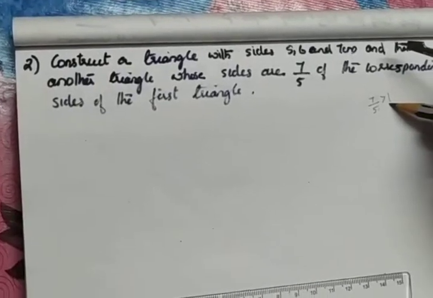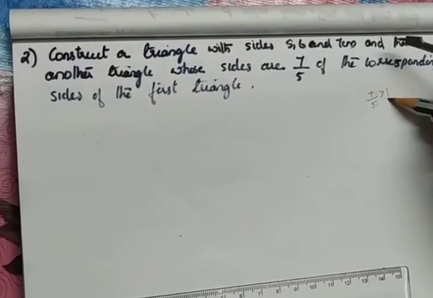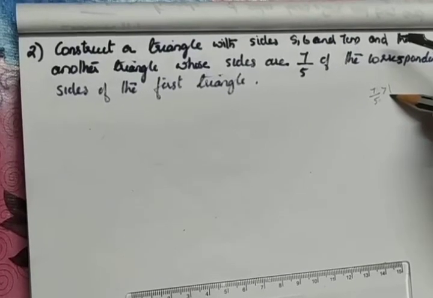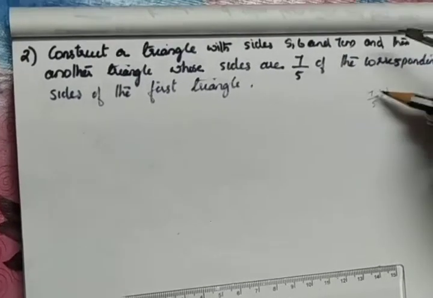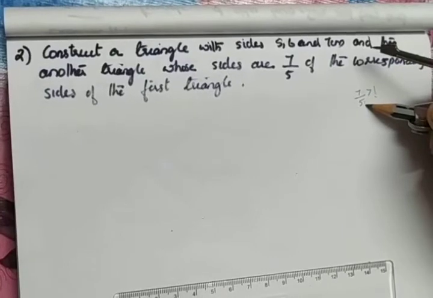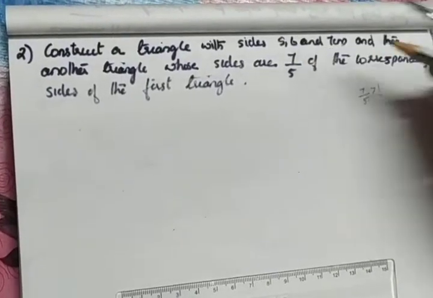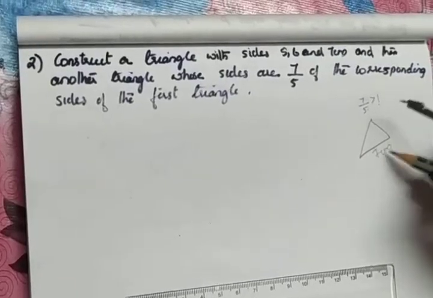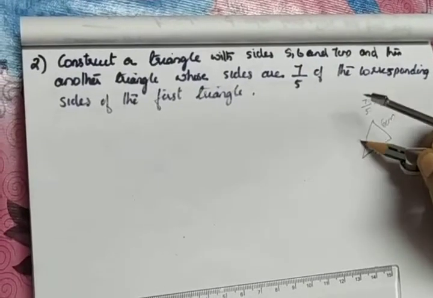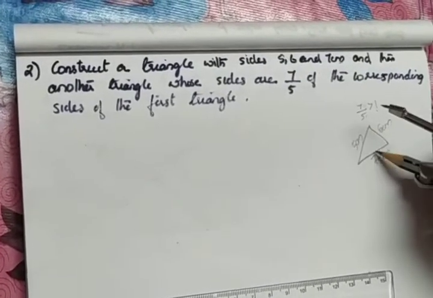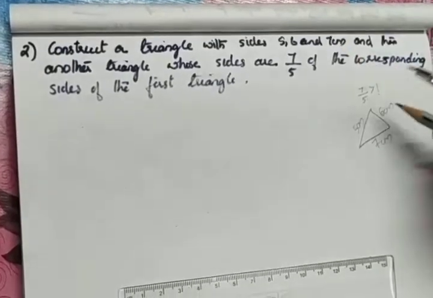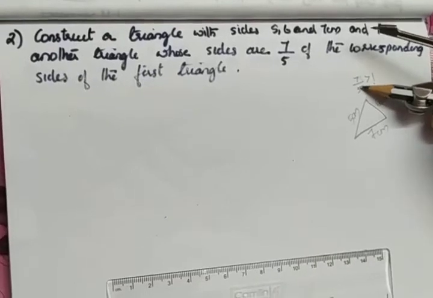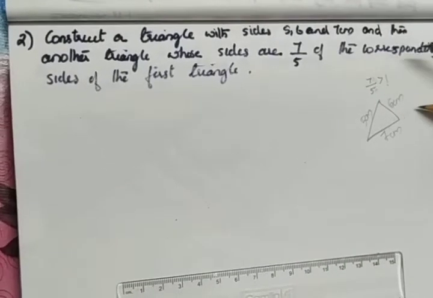So what we have to do is draw a triangle and then draw another triangle which is a little bigger than the given triangle. That is why the scale factor is given as 7 by 5. Here also 3 sides are given. If I draw a rough triangle, one side is 7 cm, the second side is 6 cm and the third side is 5 cm. We have to draw a triangle with the given measurements and another triangle with scale factor 7 by 5. Since it is greater than 1, we will get a bigger triangle.